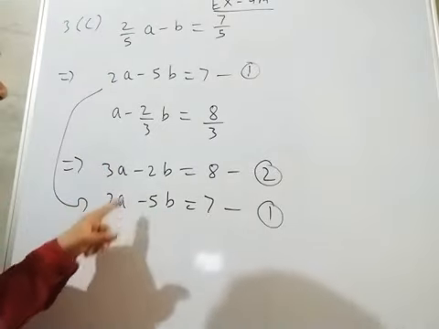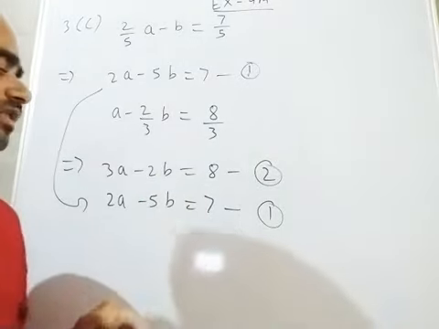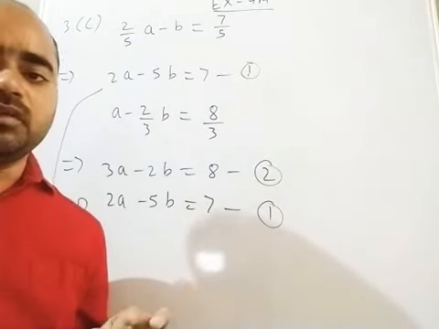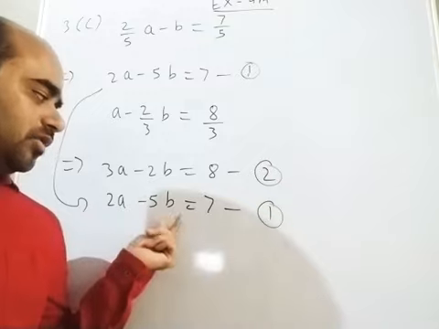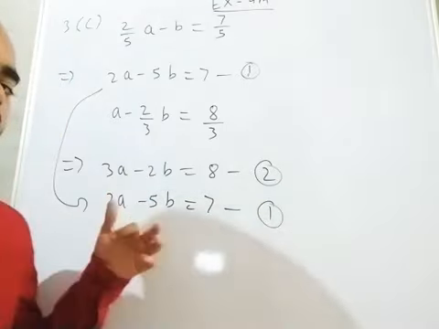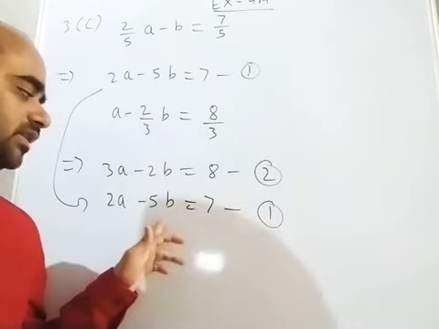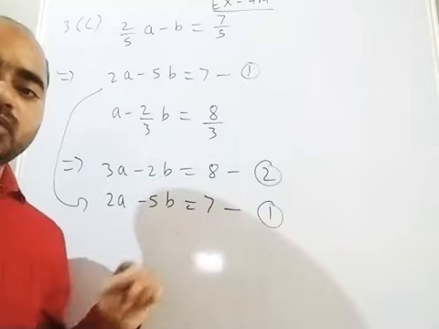For the variable a, the coefficients are 3 and 2. For the variable b, the coefficients are 2 and 5. Now this time I want to equate the coefficients of b. How to equate? Here it is 2, here it is 5. Already we have done. In the first equation we have to multiply by 5. In the second equation we have to multiply by 2.